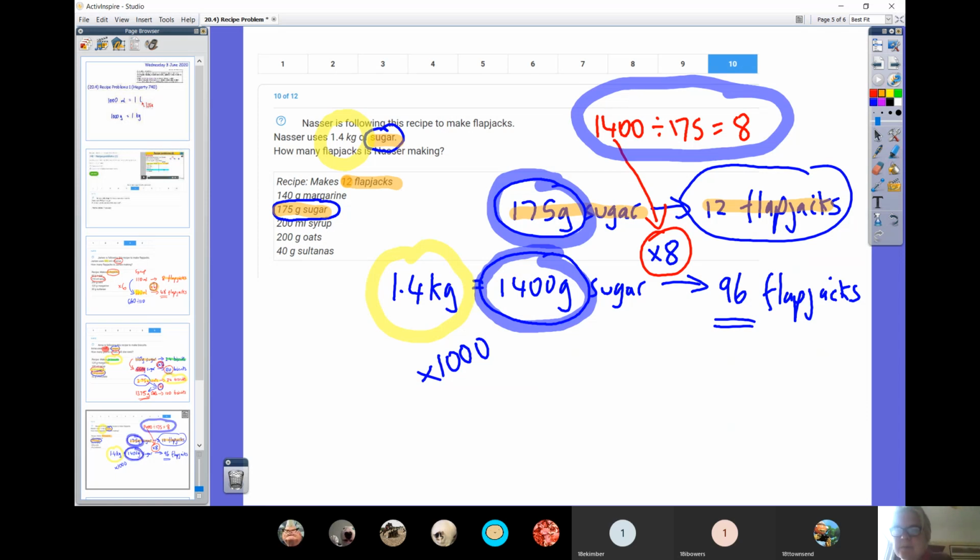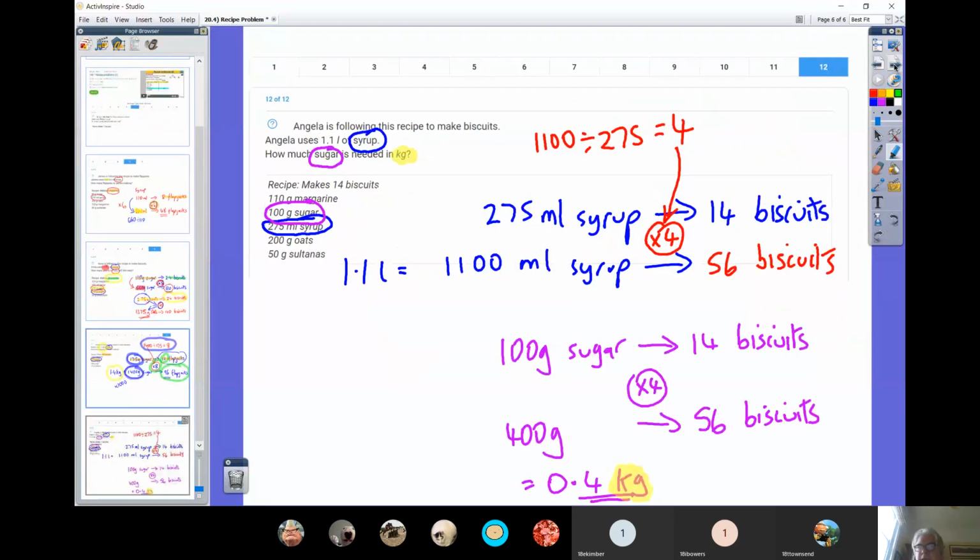12 multiplied by 8 gives us our 96 flapjacks. So how many flapjacks is NASA making? He's making 96 flapjacks. And then question 11 and 12 were like this.